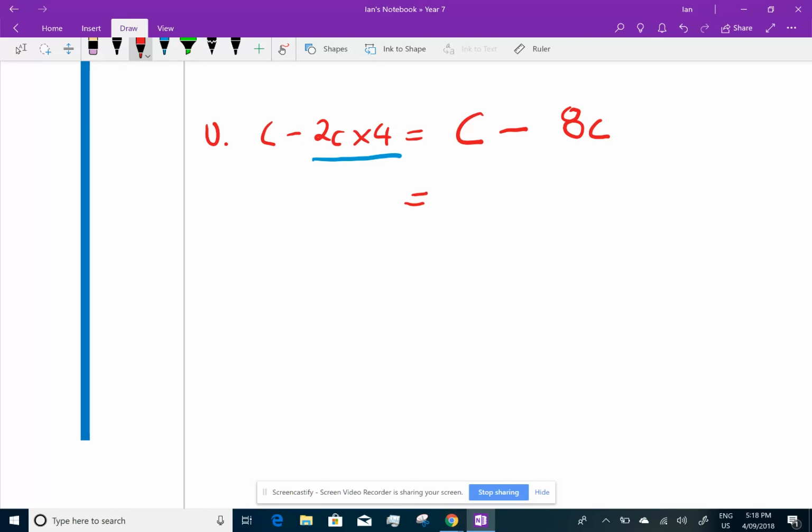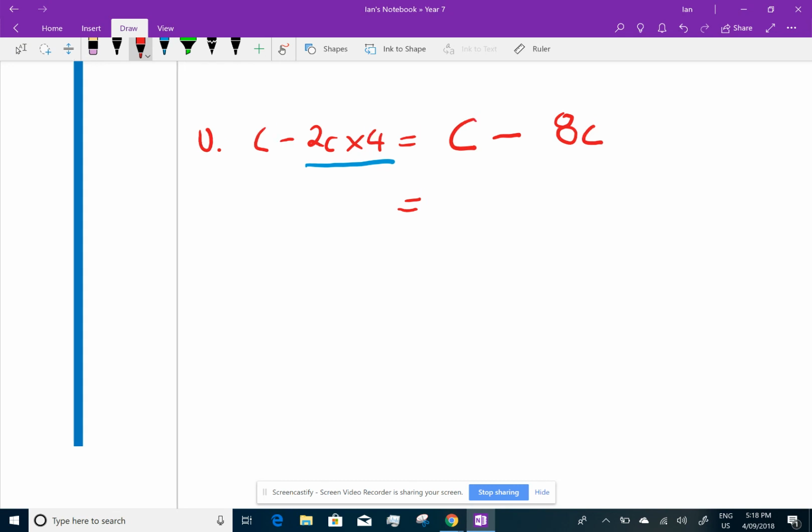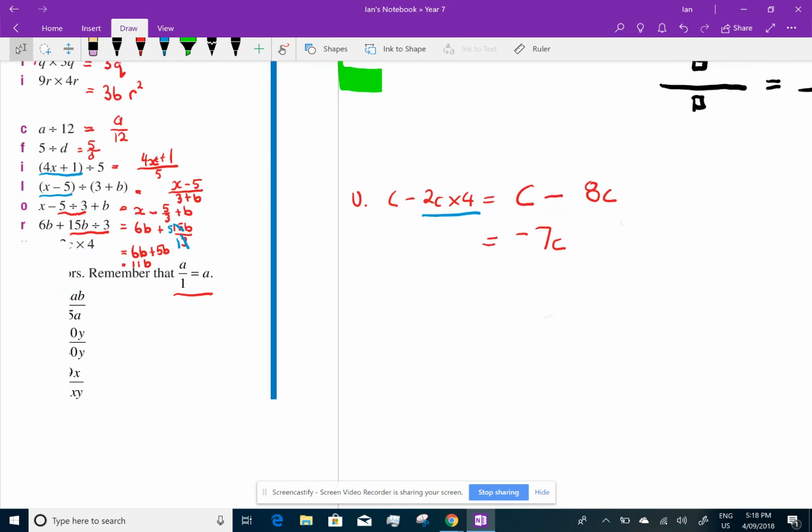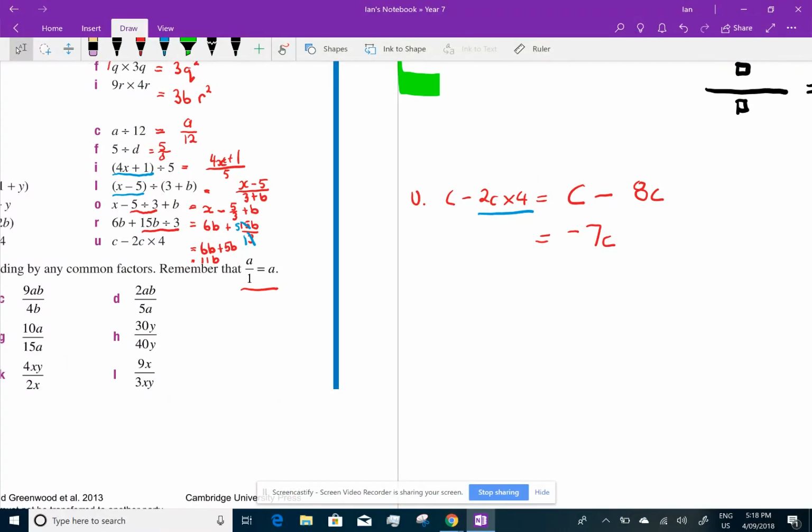Oh my goodness, this is hard, because now I've got to deal with negative numbers. I've got C and I'm taking away 8C. Well, remember back to positive and negative numbers? That's going to give me negative 7C. Now that's really hard. If you are able to do that, you are doing very well. Remember, you must do the multiplication or the division first. All right.